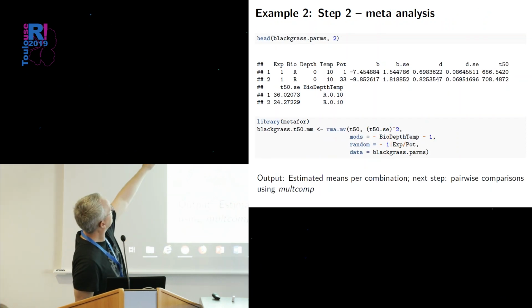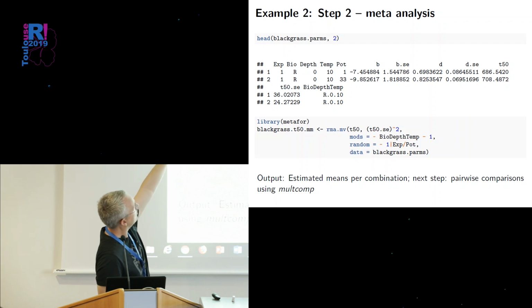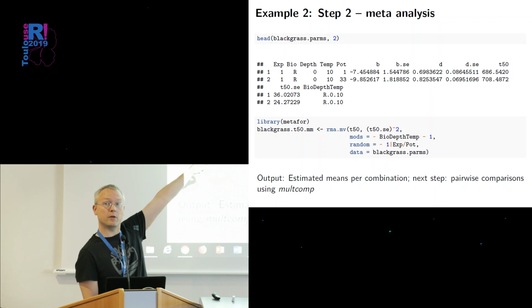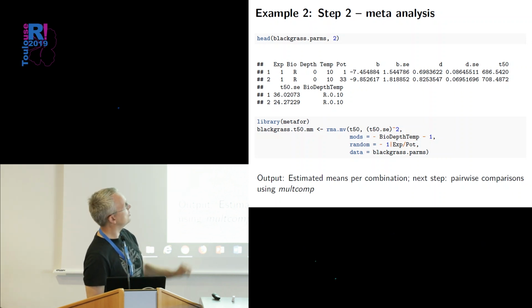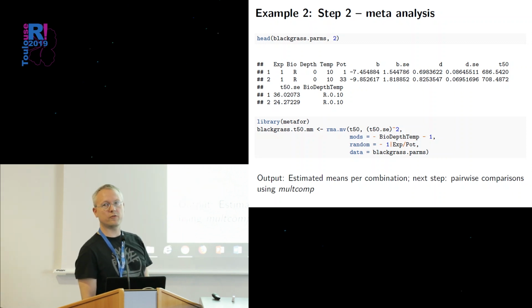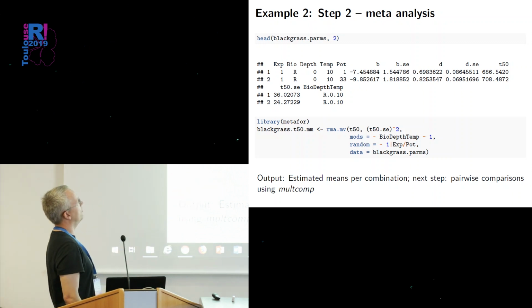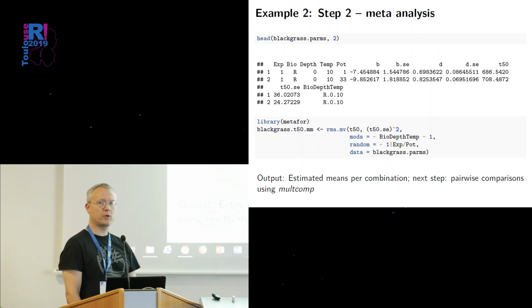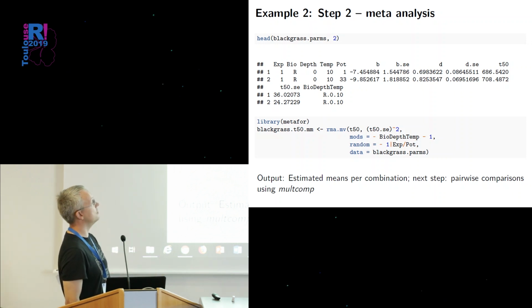It looks like this. So we can see I have experiment, biotype, depth, temperature, the pot, and then I have my estimated D from the 3-parameter log logistic with a standard error. I have the D, the upper limit, and I have the T50, which is the crucial parameter telling when I had 50% germinating. In this case, it's seeds germinating.